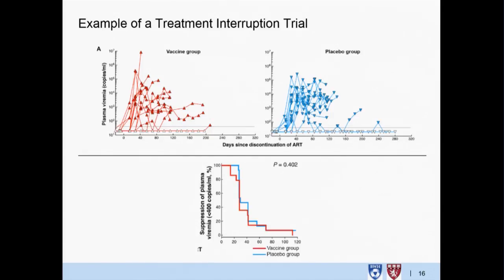But I do want to point one thing out, is that you can see there are actually several individuals here, both in the vaccine arm, but also in the placebo arm over here, who actually were able to remain suppressed, have the viral load remain suppressed without treatment. And these individuals are known as post-treatment controllers, people who can stop treatment, but yet keep their virus at a very low level. That was a really interesting observation.